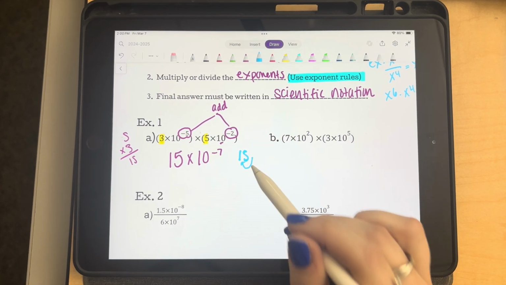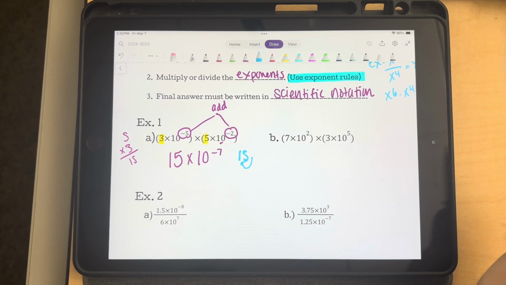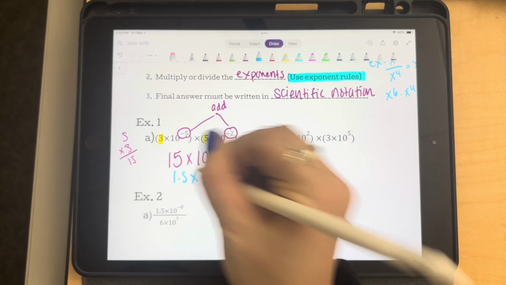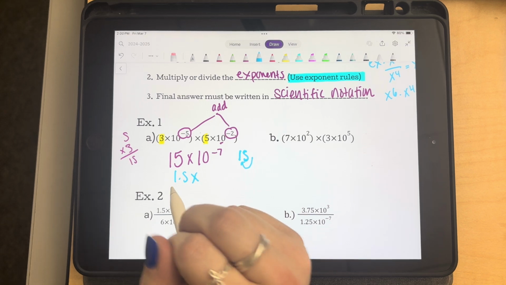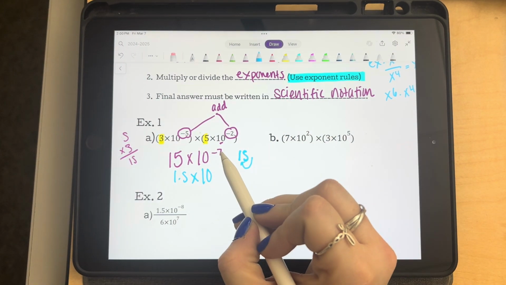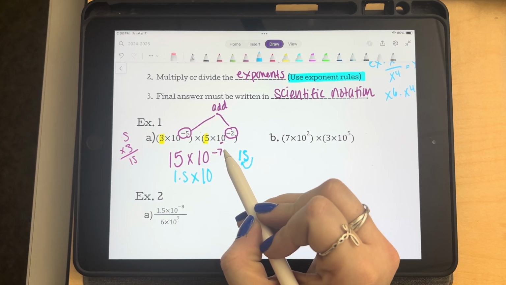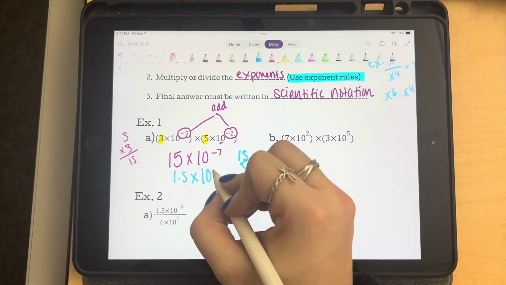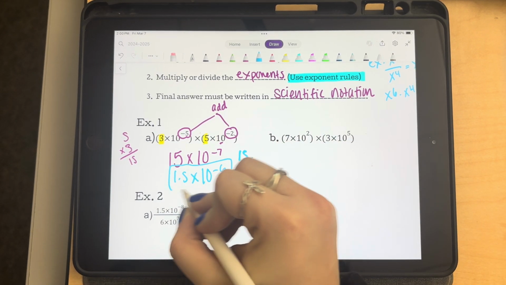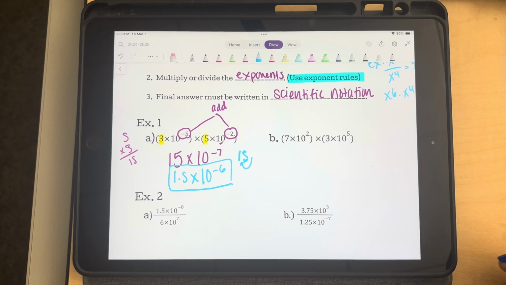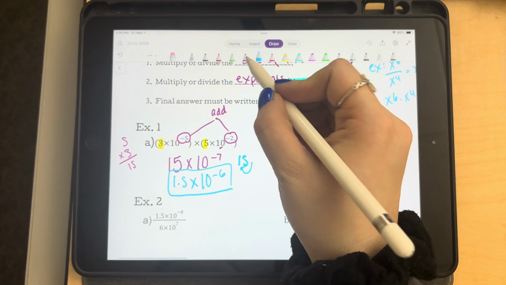So when I make my base smaller, I make my exponent larger. So if I made this smaller, so 15 to 1.5, that's a smaller number times 10, I have to make this larger. So be careful, it's negative. So -7, 1 larger would be a -6. Okay, so that would be my final answer, 1.5 times 10 to the -6.